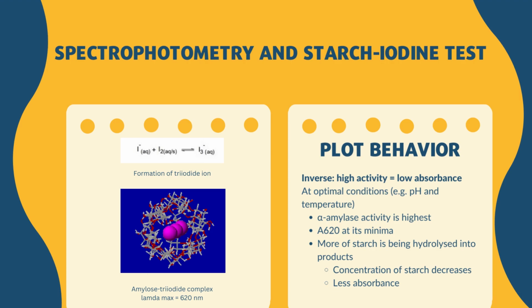At optimal temperature and pH, the absorbance for the complex will be at its minima, where amylase activity is highest. This implies that more of the starch is being hydrolyzed by salivary amylase into glucose or maltose, and thus the concentration of starch decreases, and consequently, less complex that absorbs energy at this wavelength would be formed.